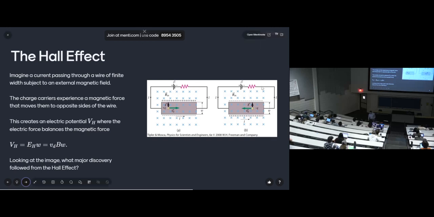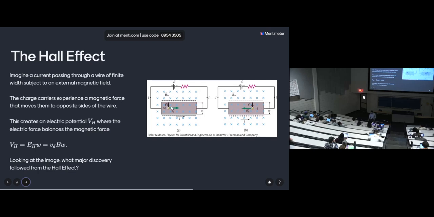Okay? So there is a voltage maintained across this rectangular conductor here, right? There is a voltage maintained across this conductor because there is an EMF present, which means that the current is going to flow from left to right across this conductor.